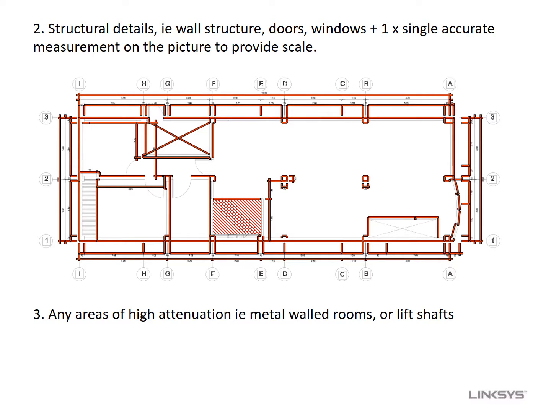Next, you will need to provide as much information as you can about the structural details of the building. This is to include what the internal walls are made of, i.e. brick, hollow stud or even glass, and particularly if there are any areas of high attenuation such as steel doors, lift shaft, metal shelving, etc. As well as this information, the software will also require at least one accurate measurement on the plan to reference the true scale.